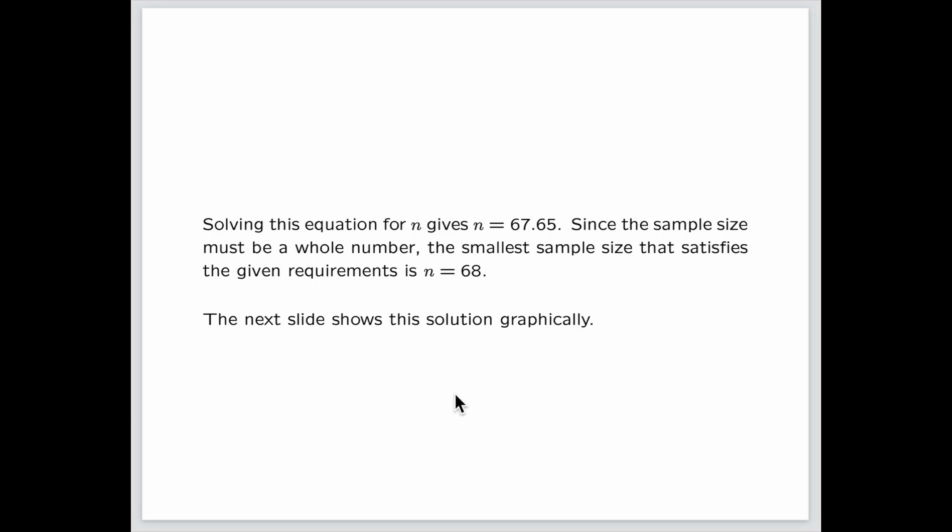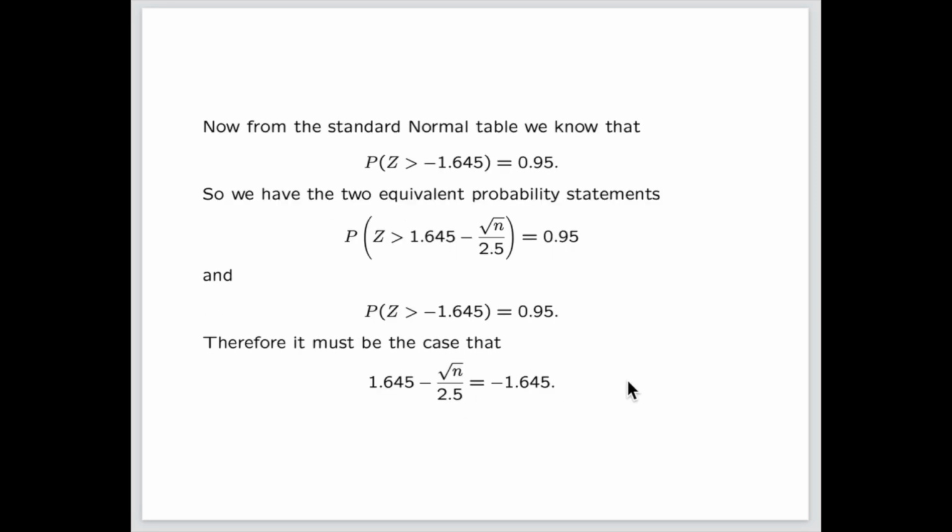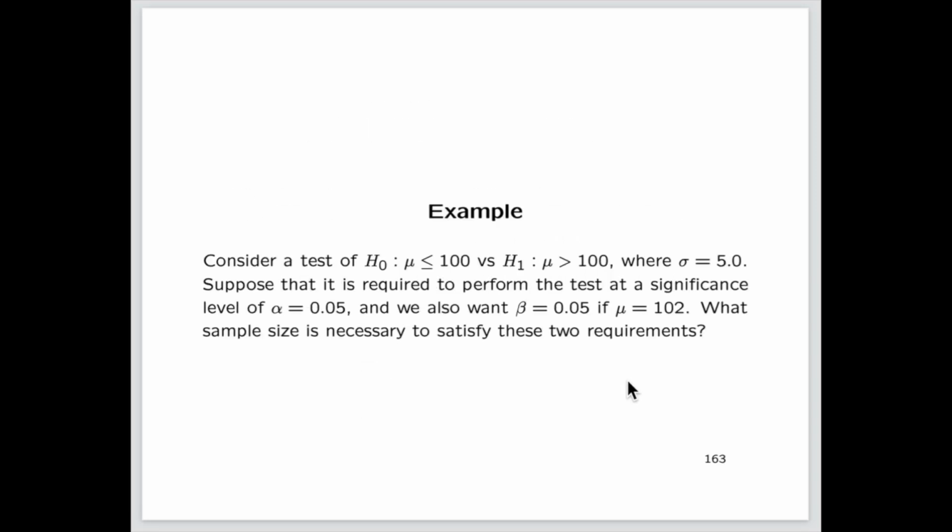All right? So let me go back to the first slide. That is the sample size that will ensure that if we perform this test at a significance level of 0.05, and if in fact mu is equal to 102, then beta will be 0.05 as well. We'll be holding both the probability of a type 1 error and the probability of a type 2 error to no more than 5% if we use a sample size of 68 observations.